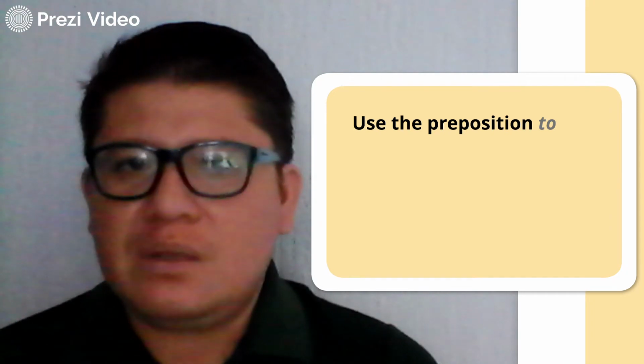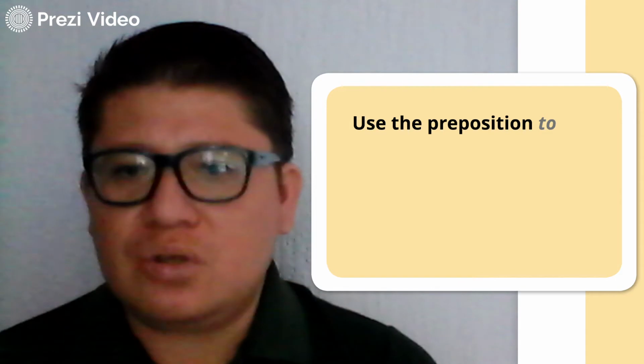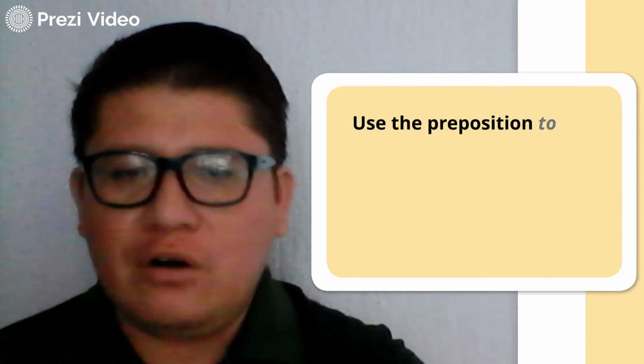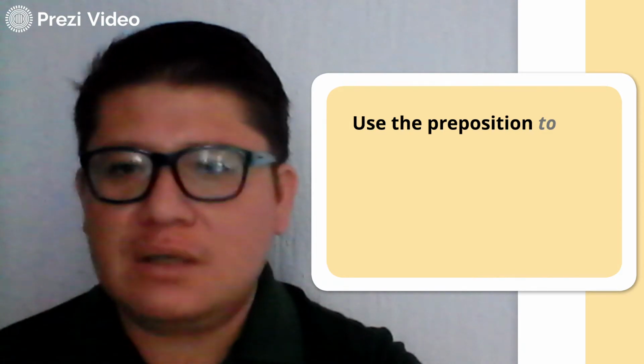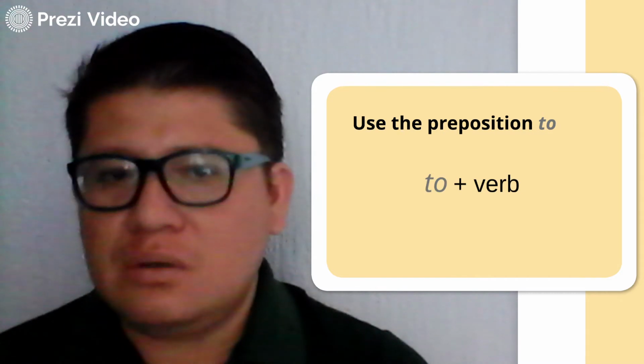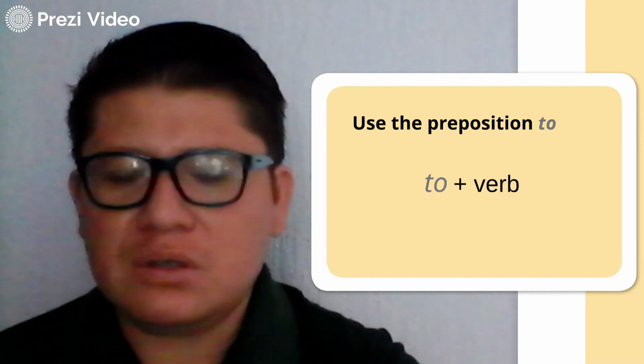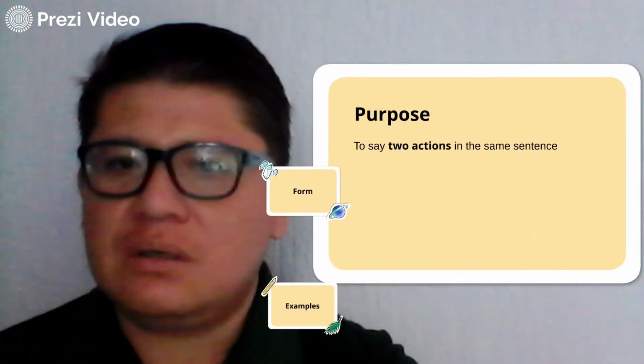So, how do we form the infinitive verbs? Use the preposition to form the infinitive verbs. Let's see, this is the structure: the preposition to plus a verb. Okay? So let's see some examples.